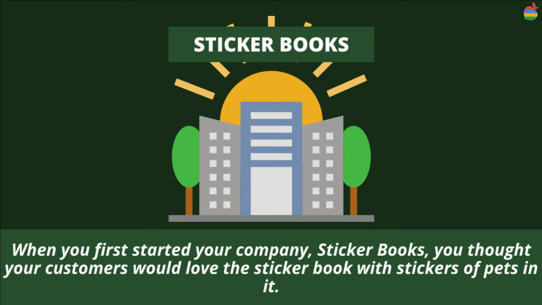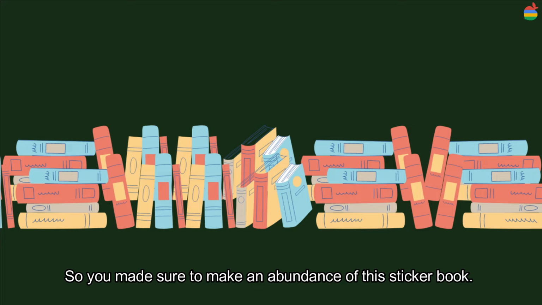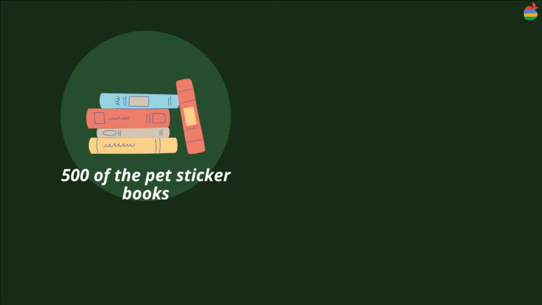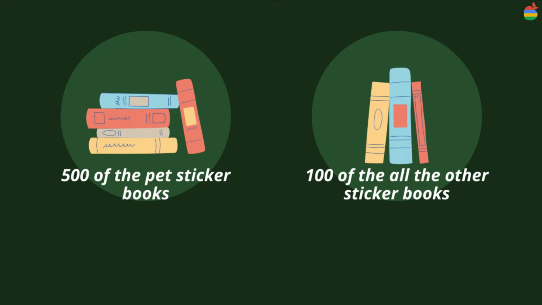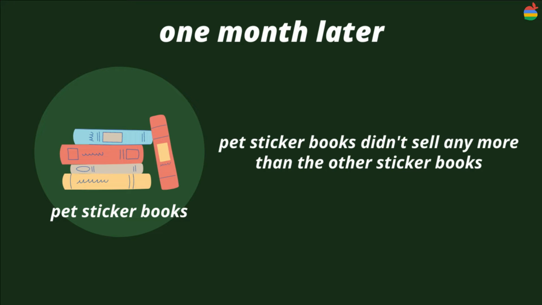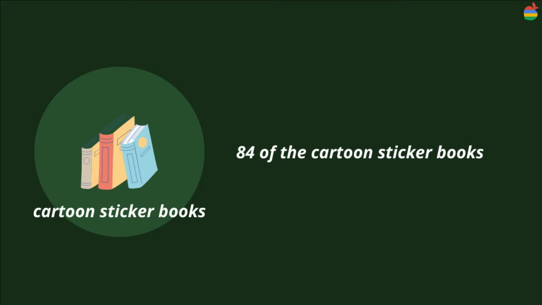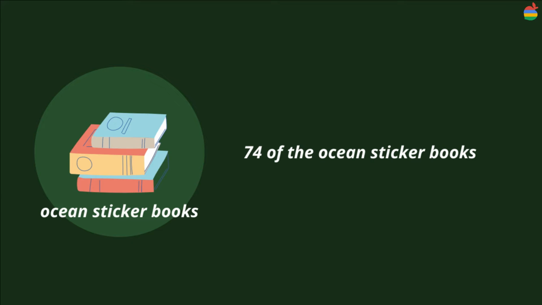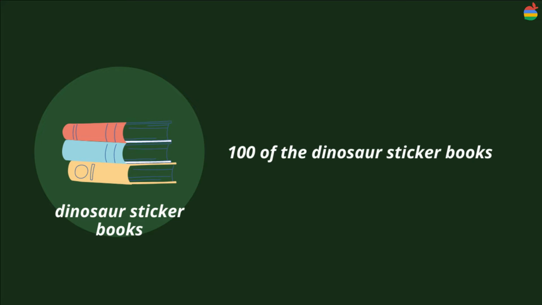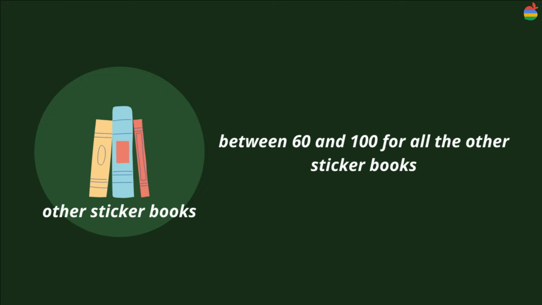When you first started your company, Sticker Book, you thought your customers would love the sticker books with stickers of pets in them. So you made an abundance of this sticker book. You made 500 of this pet sticker book and 100 of all the other sticker books. But after a month, you saw that the pet sticker books didn't sell any more than the other sticker books. You sold only 80 of the pet sticker book, 84 of the cartoon sticker book, 74 of the ocean sticker books, hundreds of the dinosaur sticker book, and between 60 and hundreds for all the other sticker books.